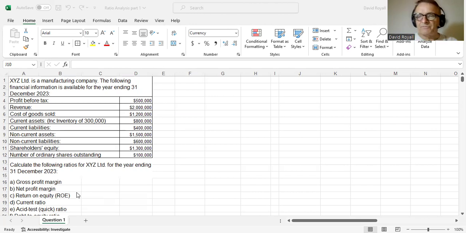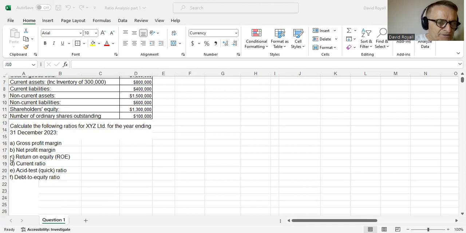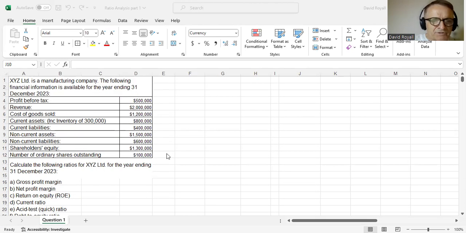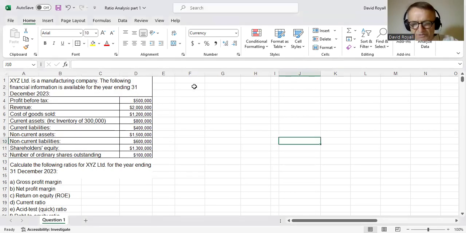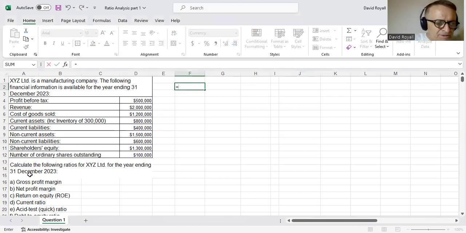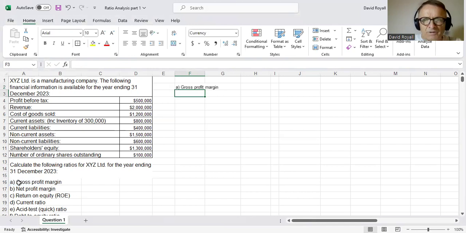Okay, well, if you've studied the data, we've got a company with some straightforward data, and we're going to look at a number of different ratios. So without further ado, let's get going. Let's start with the gross profit margin. The gross profit will be the difference simply between the business's revenue and its cost of goods sold.